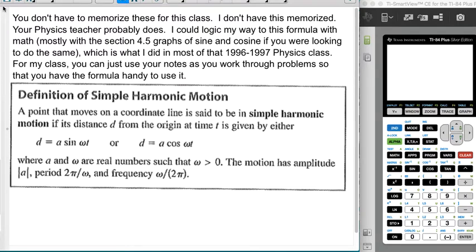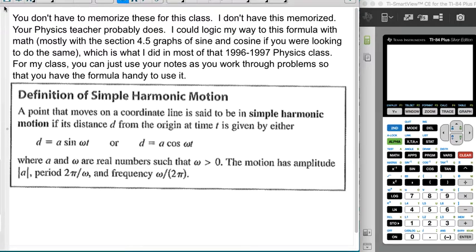I found in high school that I could logic my way to this formula using math, mostly the stuff that we saw in 4.5 when we talked about the amplitude and the period of sine and cosine functions. If you were looking to do the same thing, you probably could too. So I spent most of that 1996-97 physics class mathing my way through physics, and I probably could have done better at physics if I had memorized formulae, but I found that most of them could be pretty intuitive if you have enough mathematical knowledge. And that's why I want to introduce this here, just so that you have a concept of this real-world application that you'll probably see in a physics class.